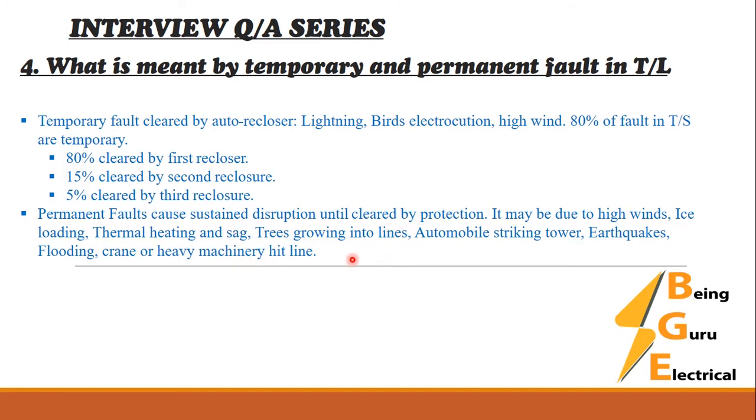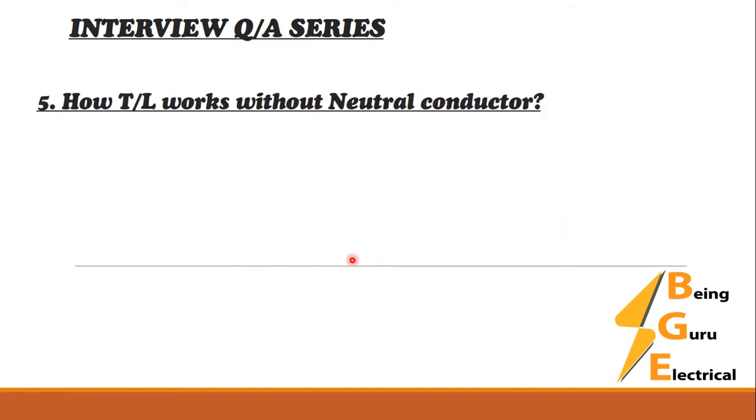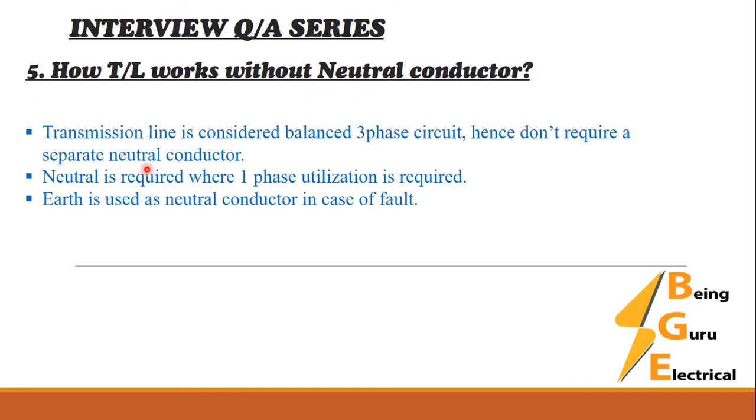Next, question number 5: how does a transmission line work without a neutral conductor? You may see the transmission line has only 3 wires going, red, yellow, blue, the 3 phases, and there is no neutral. So what is the reason behind not using a neutral conductor in the transmission line? The transmission line is considered a balanced 3-phase circuit. From the powerhouse, the balanced power is transmitted to the substation.